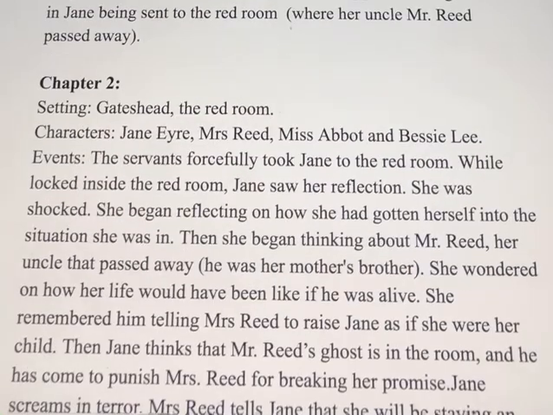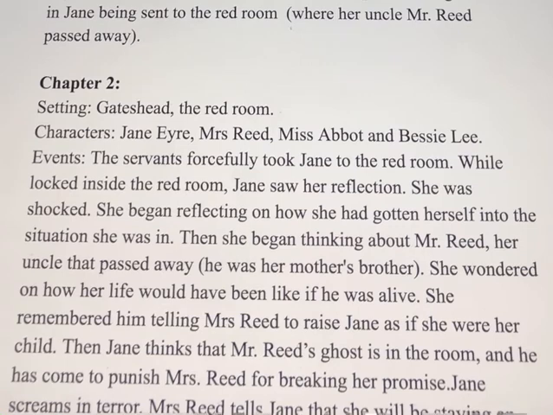Chapter 2. So the servants forcefully took Jane to the Red Room, and Jane was screaming and kicking not to go, but they forcefully took her inside. And then Jane saw her reflection, and she was shocked. She began reflecting on how she had gotten herself into the situation she was in. Then she began thinking about Mr. Reed. Mr. Reed's her maternal uncle that passed away, so he's her mother's brother. She wondered how her life would have been if he was alive.